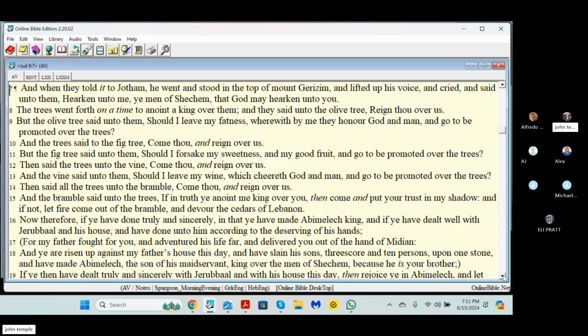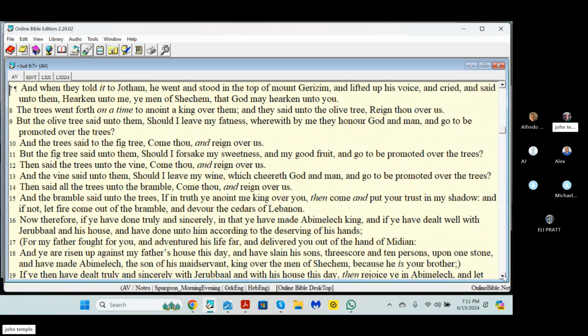And they said to the fig tree, "Come and reign over us." But the fig tree said unto them, "Should I forsake my sweetness and my good fruit, and go to be promoted over the trees?" And then the tree said to the vine, which is the same thing like the fig tree. If you got a vine there, "Come down, reign over us." And the vine said to them, "Should I leave my wine, which cheereth God and man, and go to be promoted over the trees?" And then said all the trees unto the bramble.